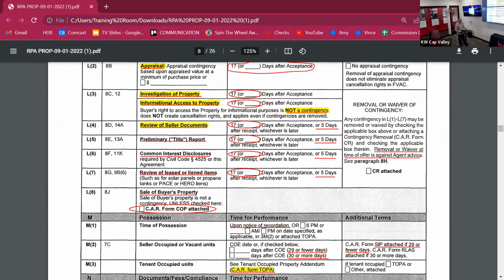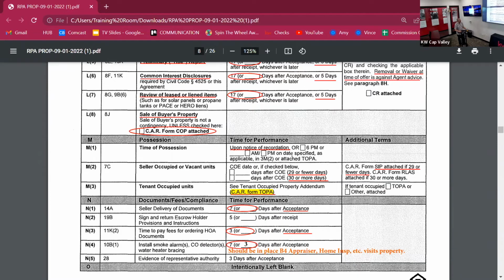If there's a contingency for the sale of the buyer's property or their first purchase, you're going to check this. You're going to attach the COP, which is very detailed, has a lot of options in it depending on whether the property is in the MLS or escrow, how much time the buyer has before they have to remove this contingency, etc. And you'll probably start seeing more of this coming too.